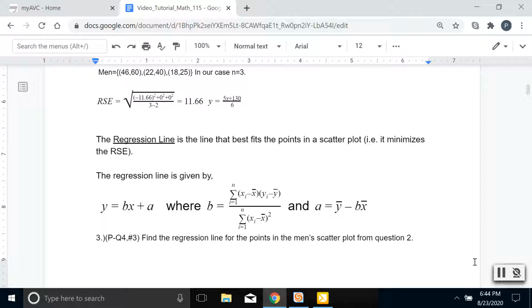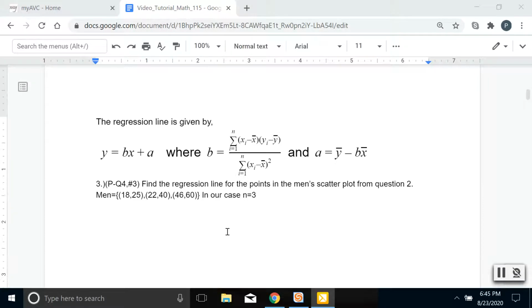Okay, so first let's compute x bar and y bar. x bar is going to be adding up all the x values, so it'd be 18, 22, 46, and then we're going to divide that by 3. So doing that here, 18 plus 22 plus 46 over 3, so it'd be 86 over 3.